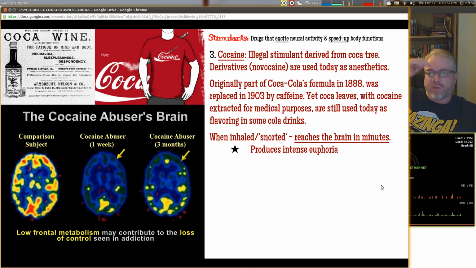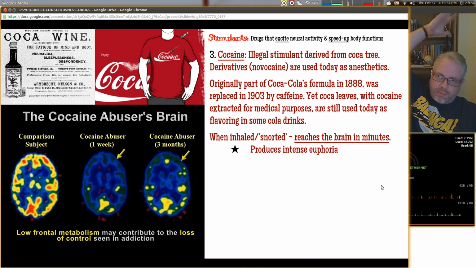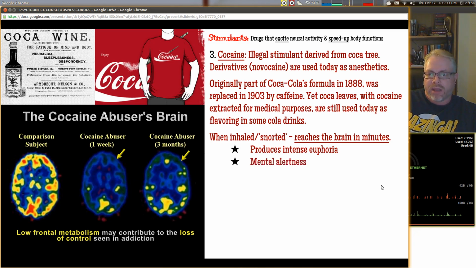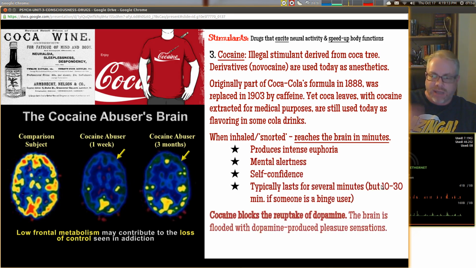It was originally part of Coca-Cola's formula. You may remember that from world history. Coca leaves with cocaine were extracted for medical purposes and are still used today in some flavoring of drinks. So Coca-Cola had a little bit of cocaine in it at first. Now they took that away, but it still comes from the same general source.